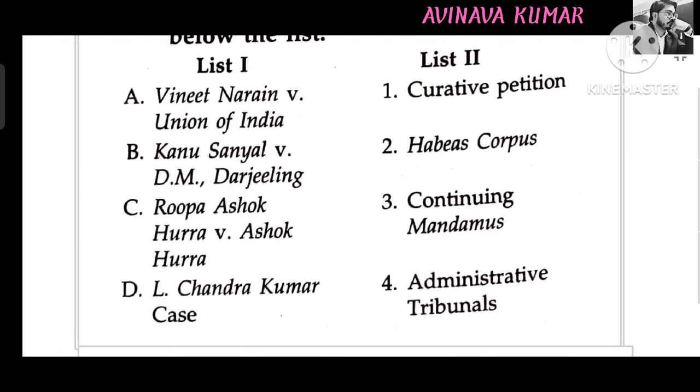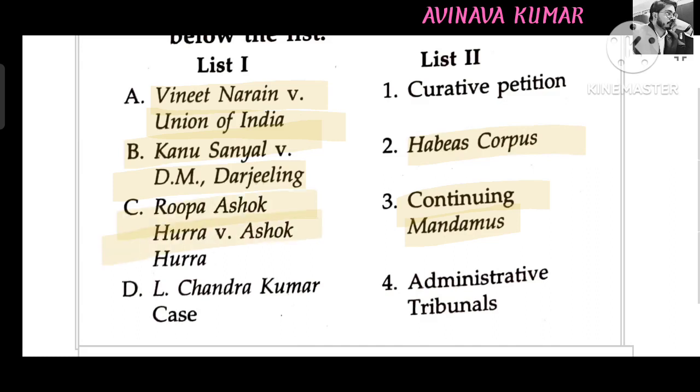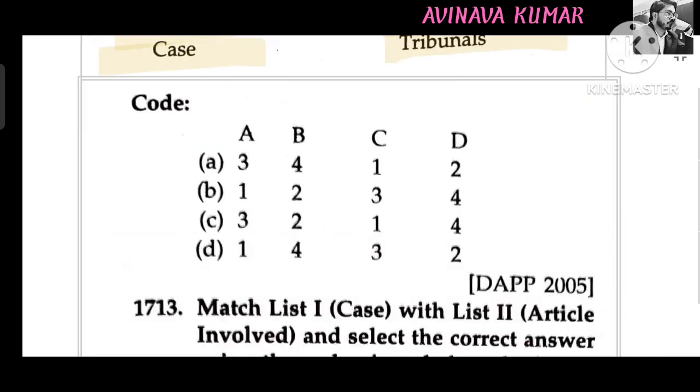Match. Vineet Narain versus Union of India: continuing mandamus. Kanu Sanyal versus DM Darjeeling: habeas corpus. Rupa Ashok Hurra versus Ashok Hurra: curative petition. L. Chandra Kumar case: administrative tribunals.